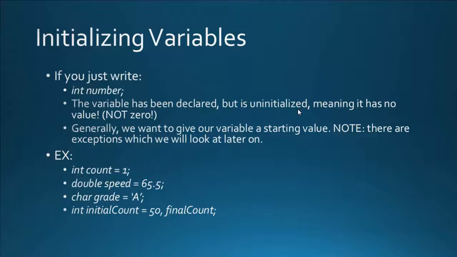Int initial count equals 50, comma, final count. Now I want to point out this last one real quick. If you look at it, you'll see that initial count has a starting value. But would you argue that final count has a starting value? If you said final count does not have a starting value, then you are correct.